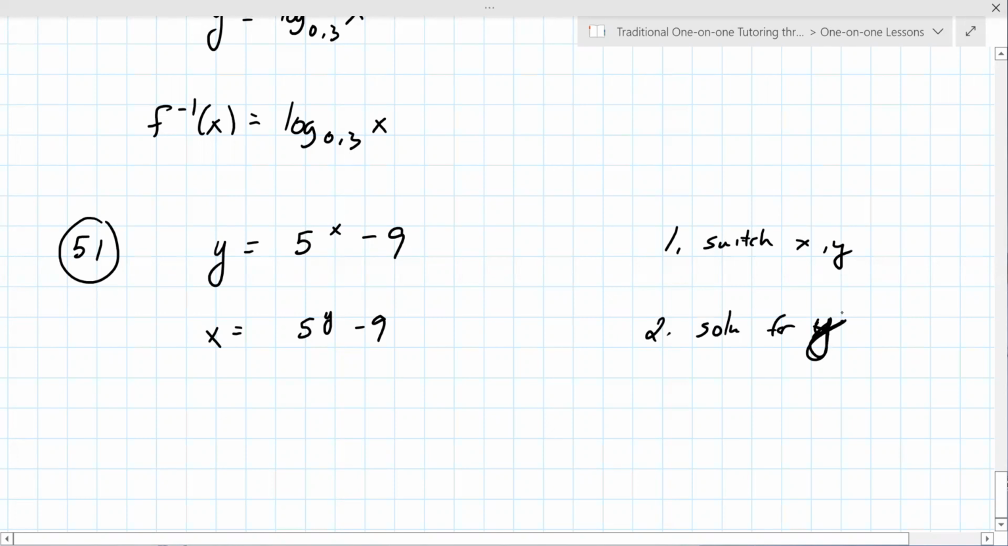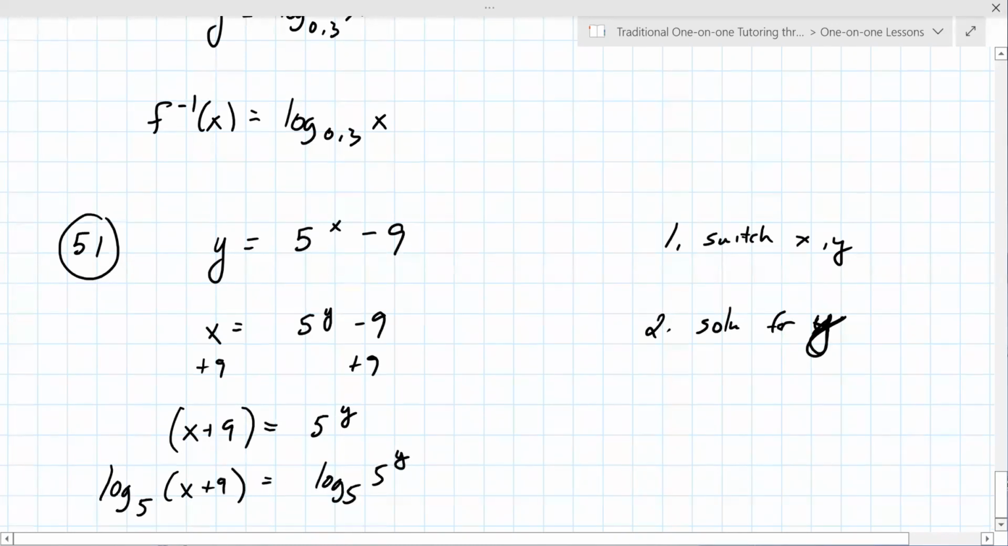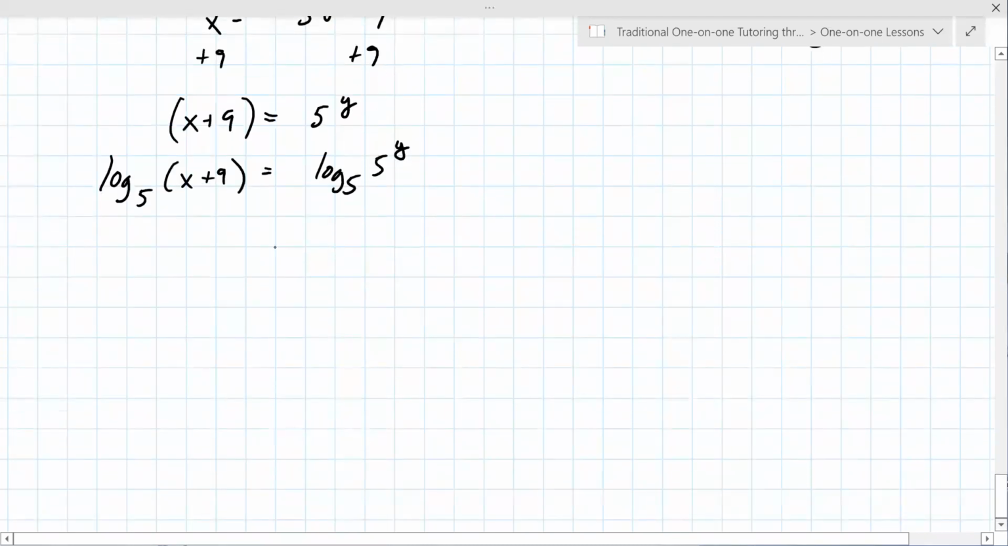Okay. So the first thing, we're going to add 9 to both sides. X plus 9 equals 5 to the y. And you can use the ln or log base 5. If you're going to use log base 5, you probably want to put that in parentheses. So it's log base 5 of x plus 9 equals log base 5 of 5 to the y. And by now you probably realize the right side is y. So there's your inverse.